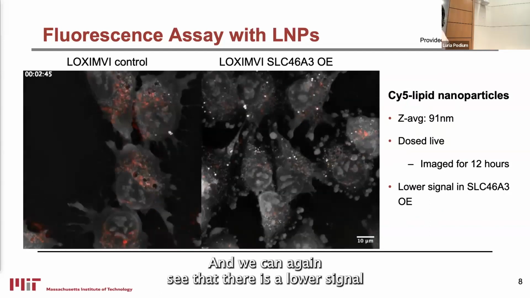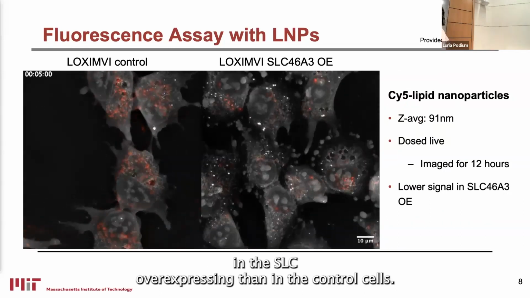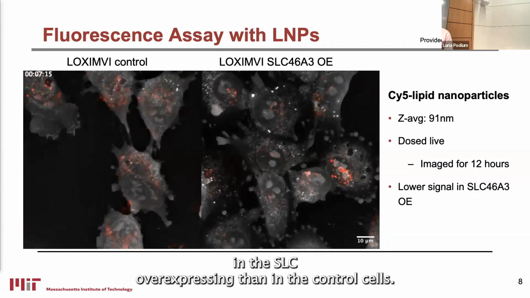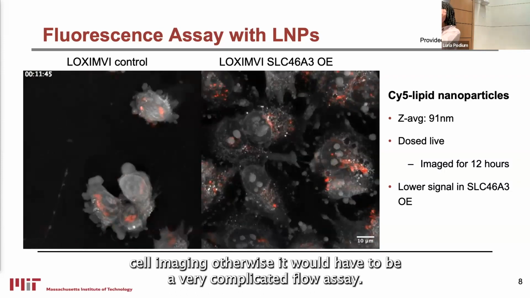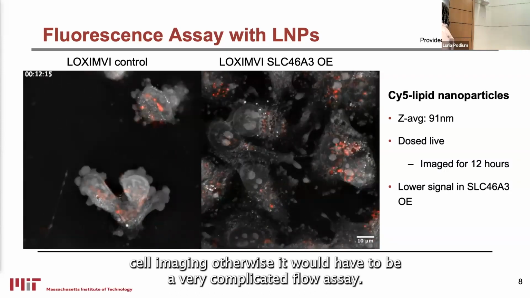And we can, again, see that there is lower signal in the SLC overexpressing than in the control cells. And this is kind of something you can only monitor with live cell imaging, otherwise you'd have a very complicated flow assay.